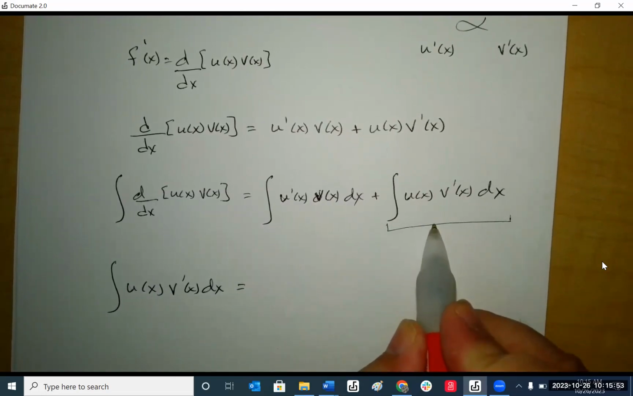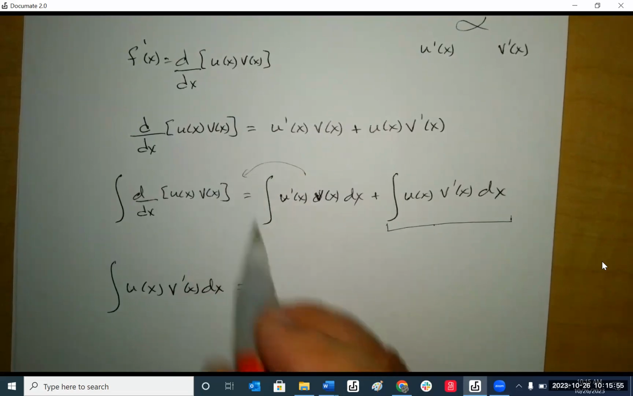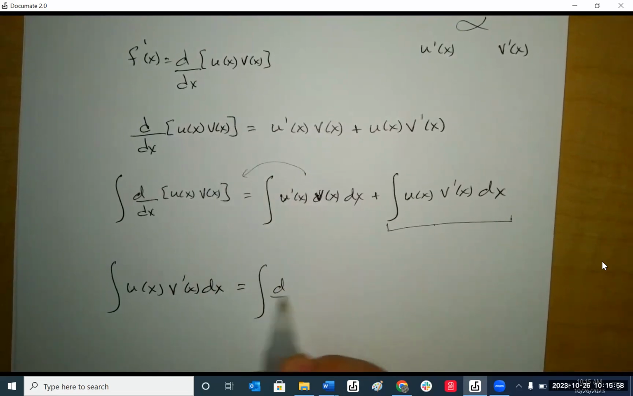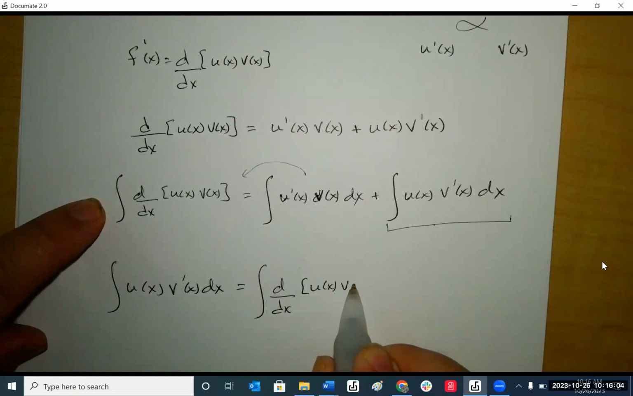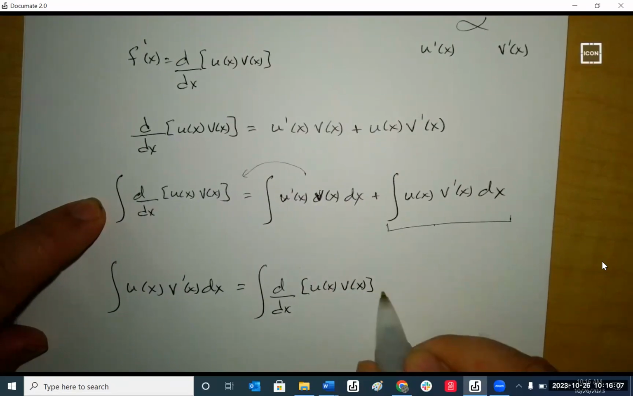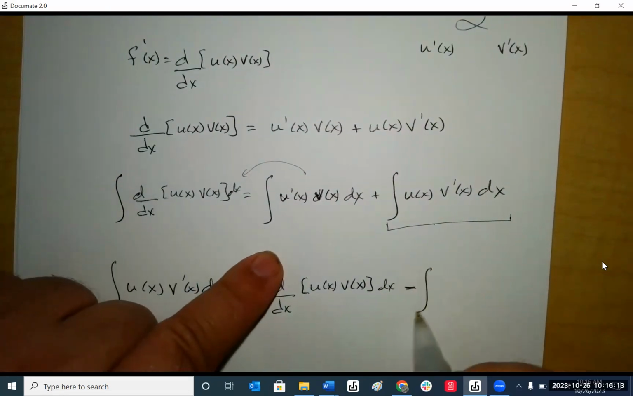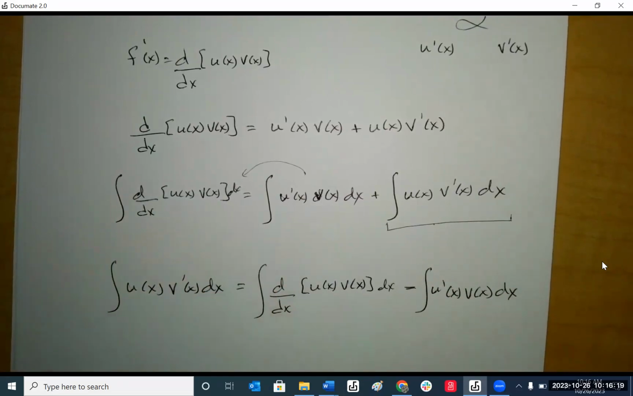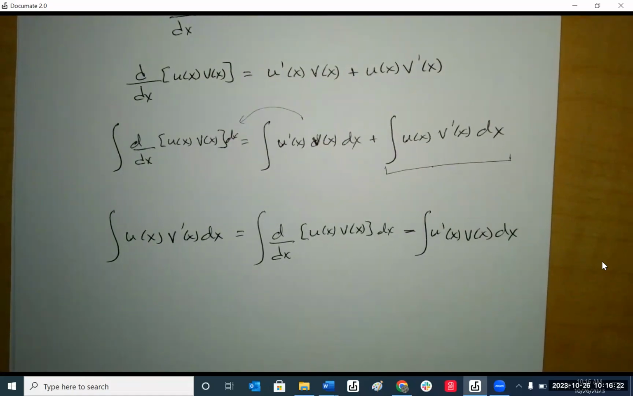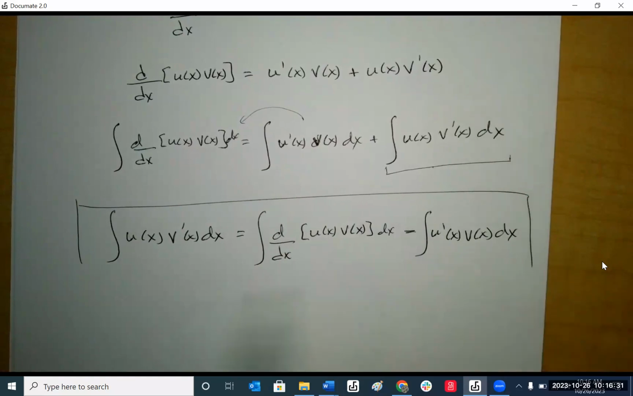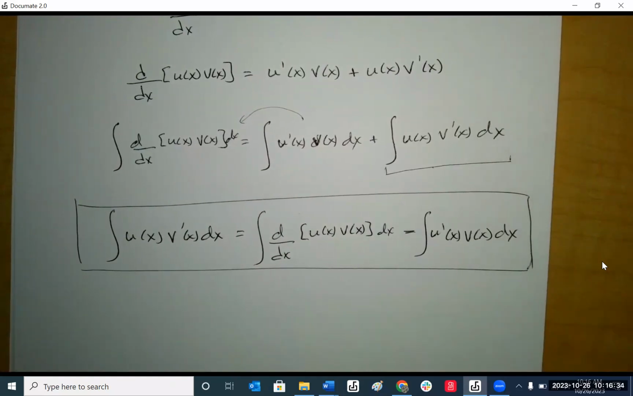So solving for this one, I move this over there, so I have the integral of u of x v prime of x dx minus this integral, which is u prime of x v of x dx. And now, this is the form that we'll be using for this entire section. Actually, the rest of the course.